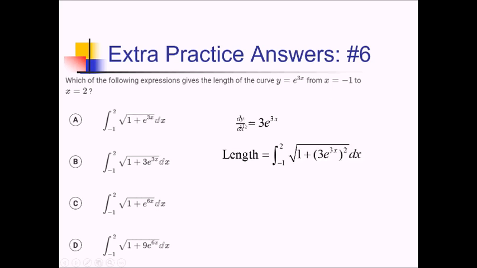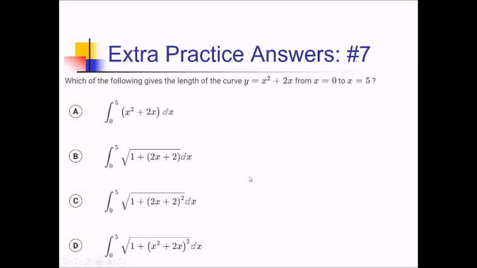derivative squared, dx. And I have to match one of these answer choices, so let me just simplify this a tiny bit. So I have to square both the 3 and the e to the 3x. So that's going to be 9e to the, we have to multiply the exponents, so 6x inside that square root, which ends up giving me answer choice D.